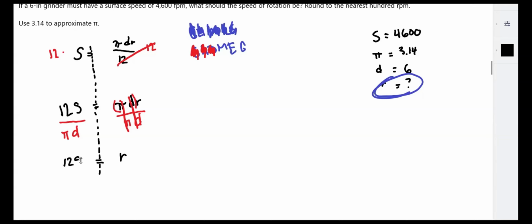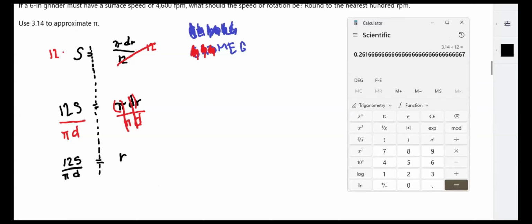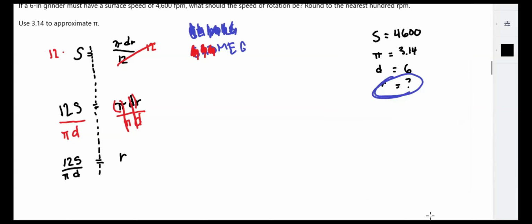We have a 12s divided by pi d. There's really no math I can do. Remember, we tried working with 12 and pi earlier, and it wasn't very good. Granted, we did pi divided by 12, but if we do 12 divided by pi, I'm guessing it's not going to be a lot better. So that's really all we can do. So at this point, I don't need to continue with SADMAG because R is completely by itself. That's what I wanted to do.